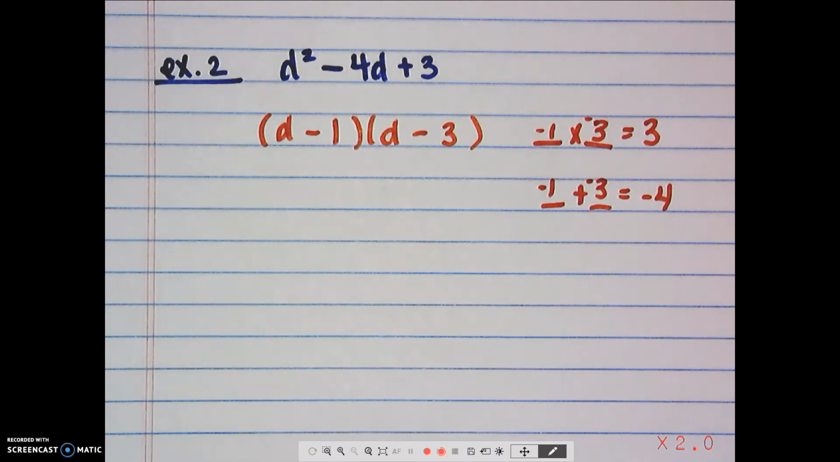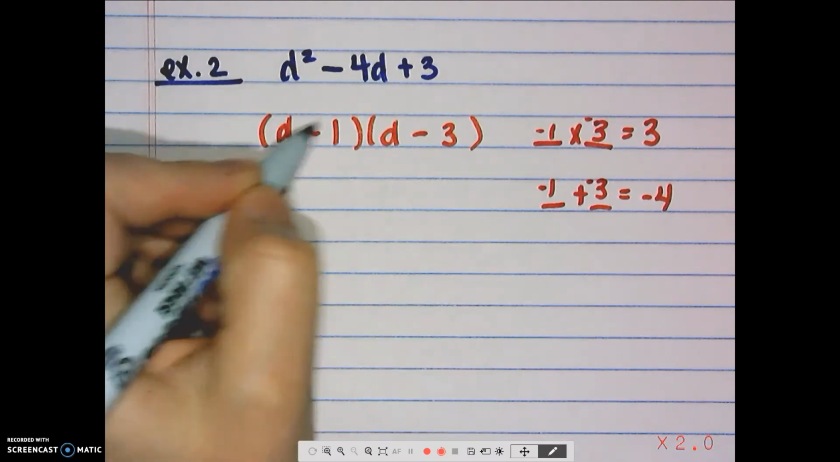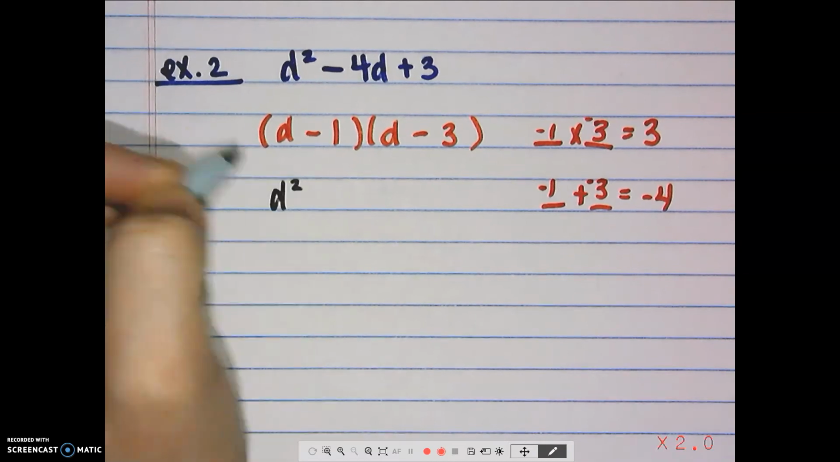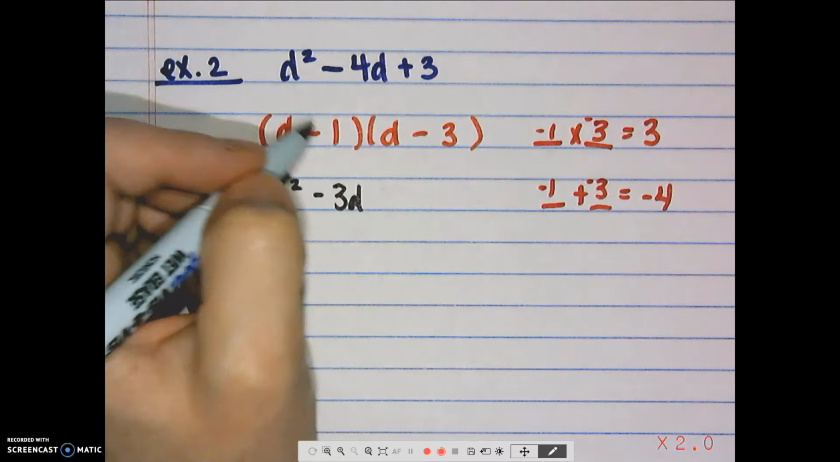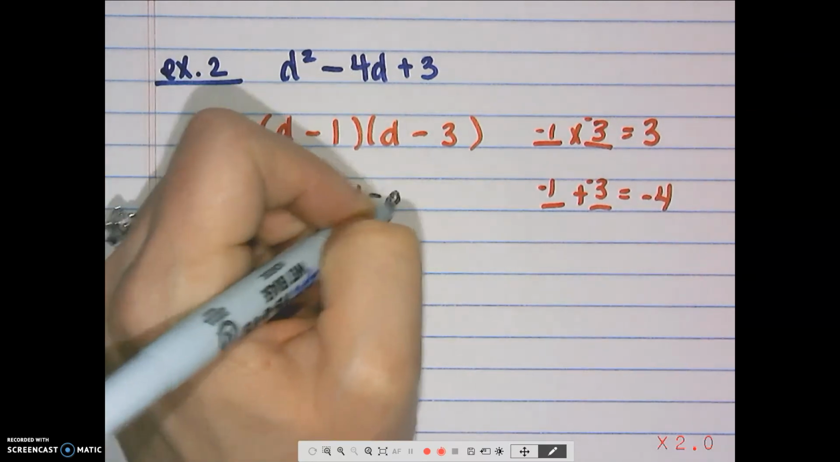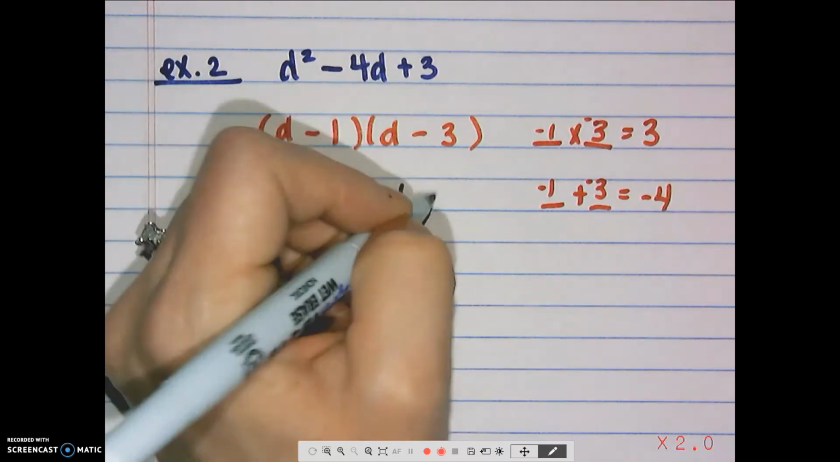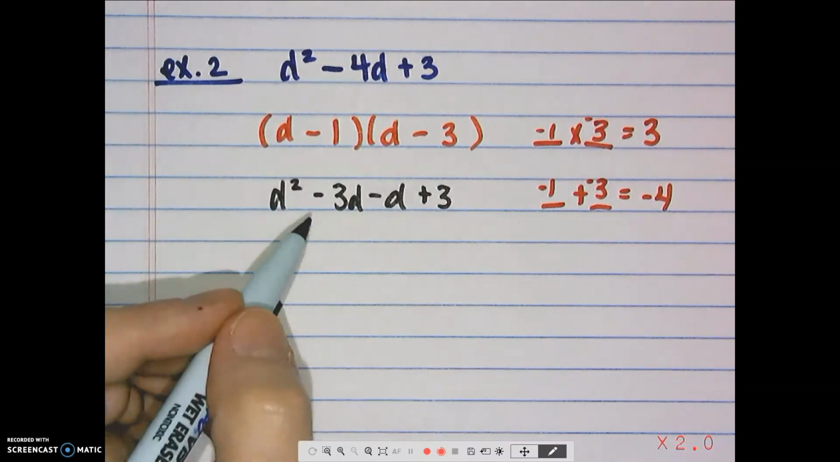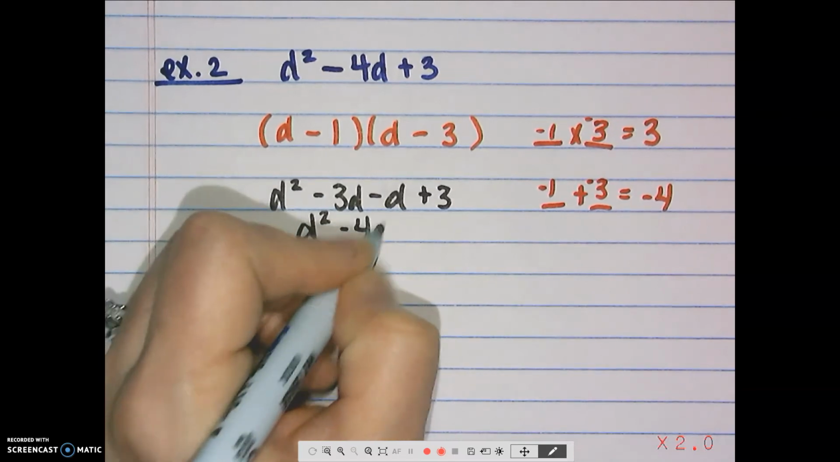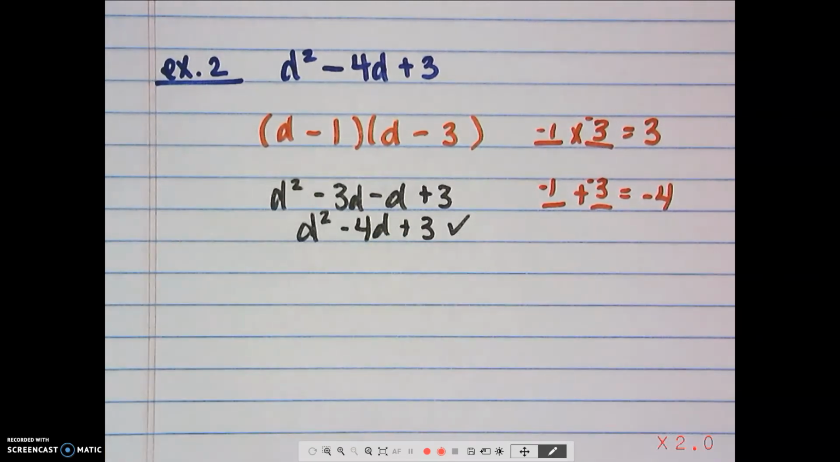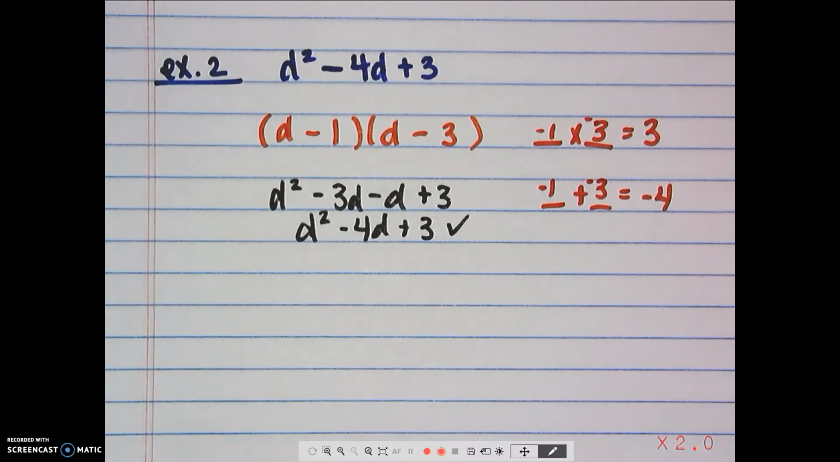So let's double check this one as well. d times d is d squared. d times negative 3 is negative 3d. Negative 1 times d is negative d. And negative 1 times negative 3 is a positive 3. If we combine those like terms in the middle, we get d squared minus 4d plus 3, and that is the original question, so it checks. This is the general process that we're going to be doing for all of these problems.